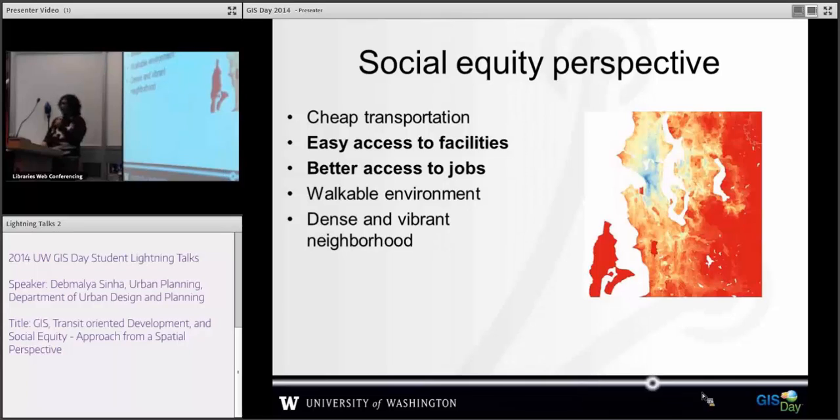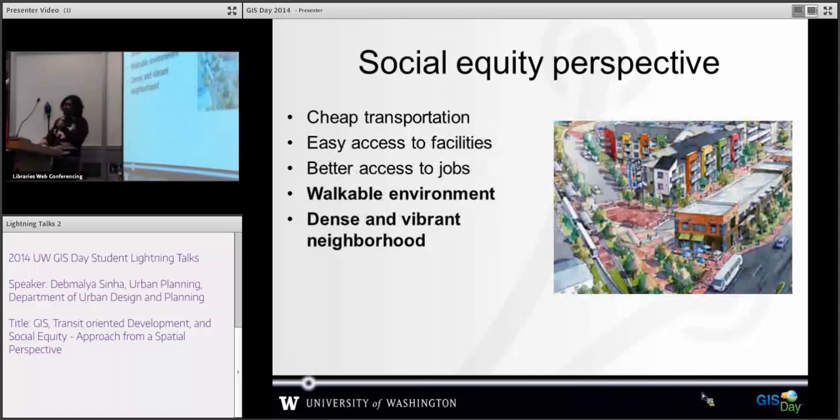Also the environment is walkable, so it increases the social connectivity, because density is in a particular location, so you meet frequently with people. It makes the environment more vibrant and the neighborhood more vibrant.